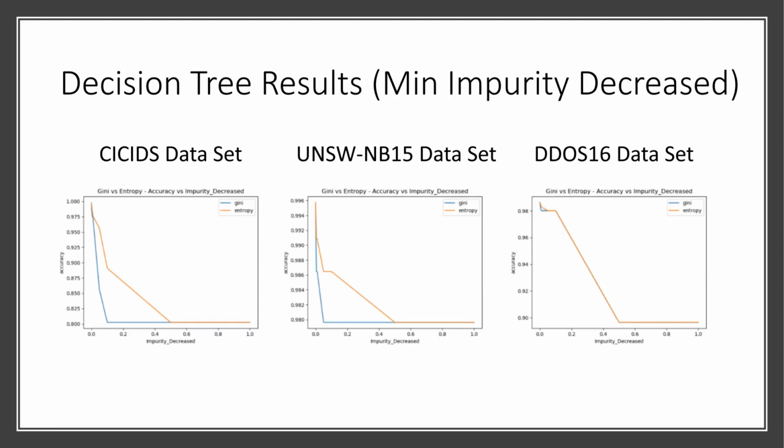As you can see in the graphs for min impurity decrease, the CIC IDS 2017 dataset drops in accuracy almost instantaneously compared to the UNSW NB15 dataset, which we can correlate to the higher number of records a dataset has, with the accuracy significantly dropping the closer the min impurity decrease values are to 1. And if we look back at the number of records each dataset has, the CIC IDS 2017 dataset has the most records, while the UNSW NB15 dataset has the least.